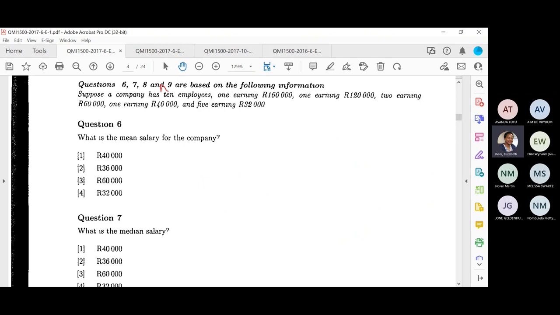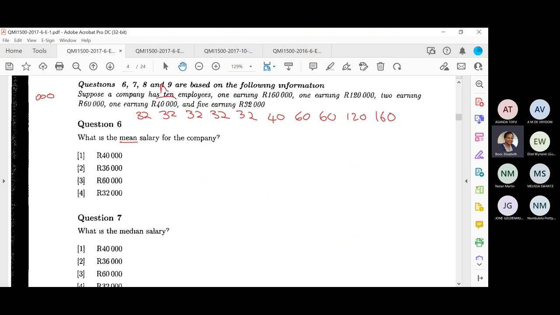What is the mean of the company? Before you can calculate the mean, remember the mean is the sum of all of them, so you need to know what you have. I'm just going to write 32, those are 32,000. I'm keeping the thousands away because I'm going to run out of space. So 32,000, five of them. The next one is 40,000. There's only one 40,000 and there are two 60,000, so make sure you have both of them. Then 120, and one 160. If I count all of them, they should be 10: 1, 2, 3, 4, 5, 6, 7, 8, 9, 10.